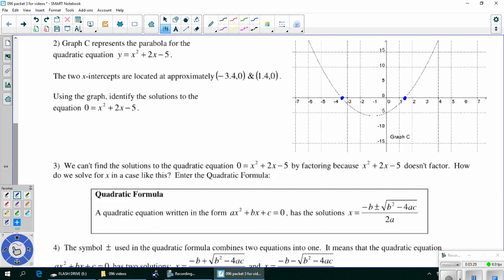And then what if we wanted to solve this? Well, let's do this part. Use the graph to identify the solutions to the equation 0 equals x squared plus 2x minus 5. Well, the solutions are x is roughly negative 3.4 and x is roughly 1.4.